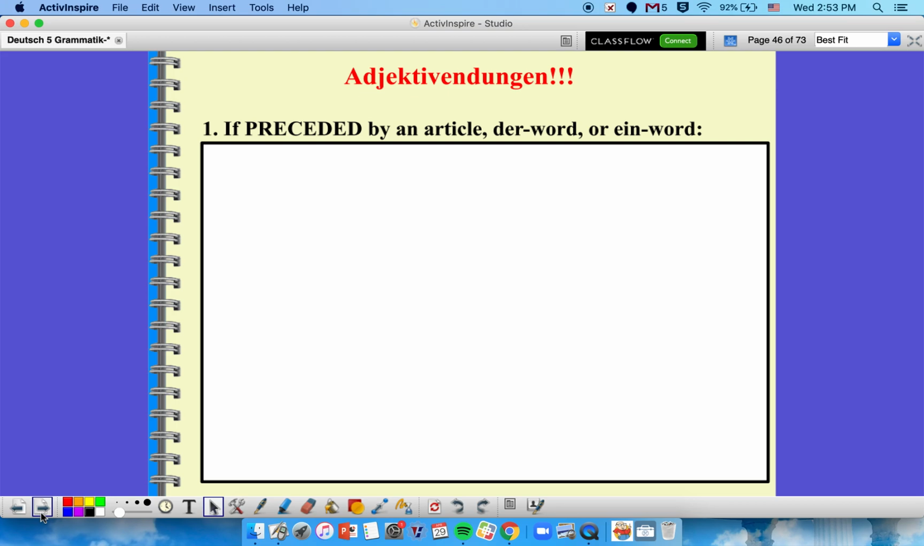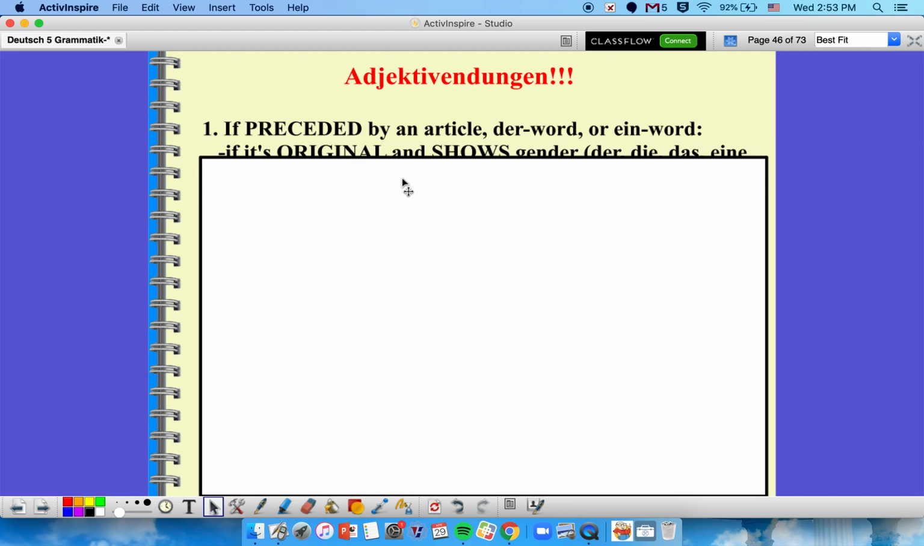So basically there's a couple of simple categories here for adjective endings. And the first category is if you have an adjective and it's preceded by an article, a der word, or an ein word. So if there's some sort of article-like word in front of the adjective, then your adjective ending is going to actually just follow suit based on what that is.